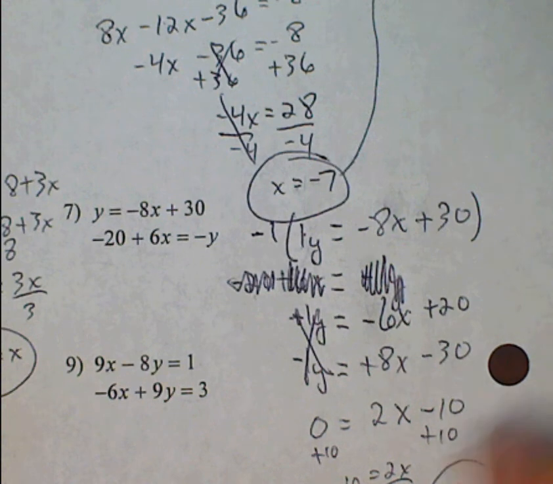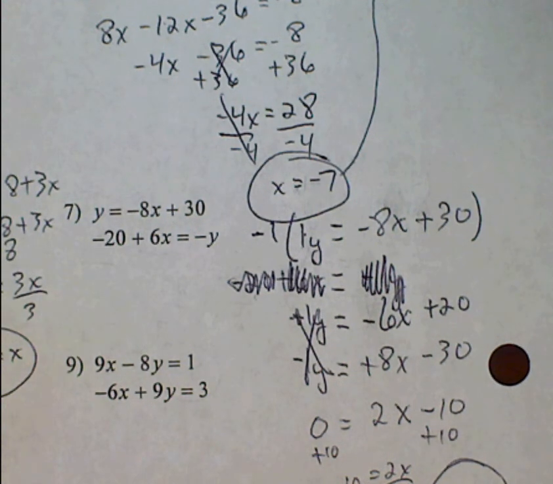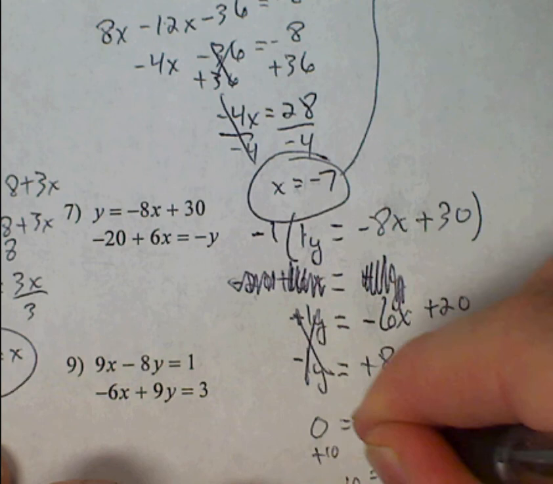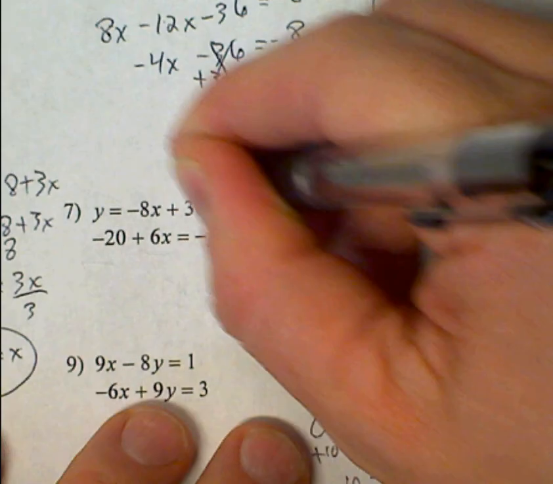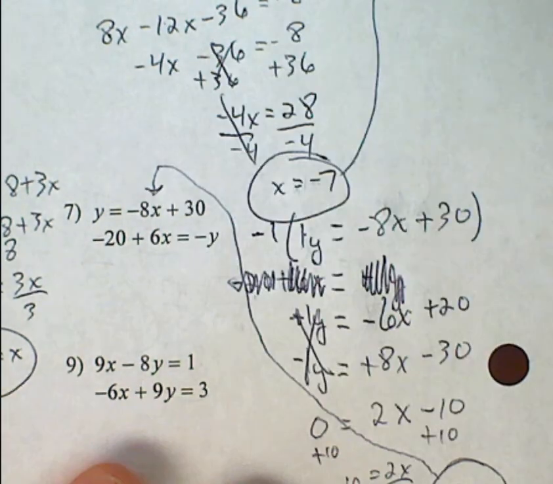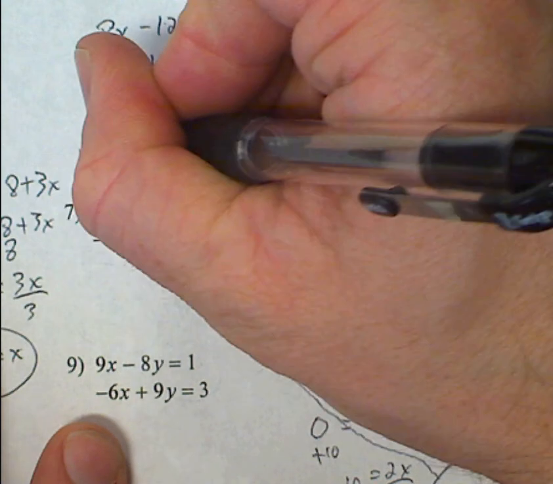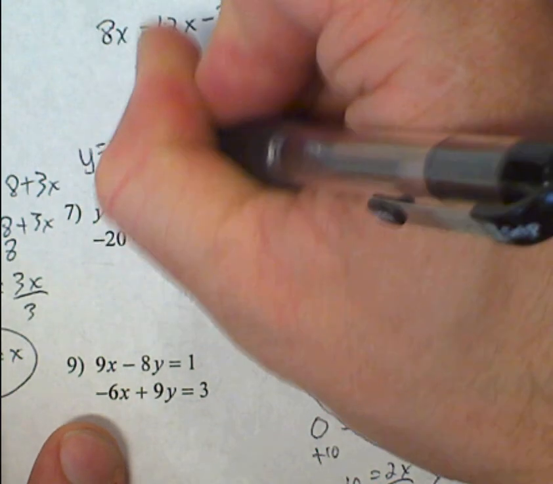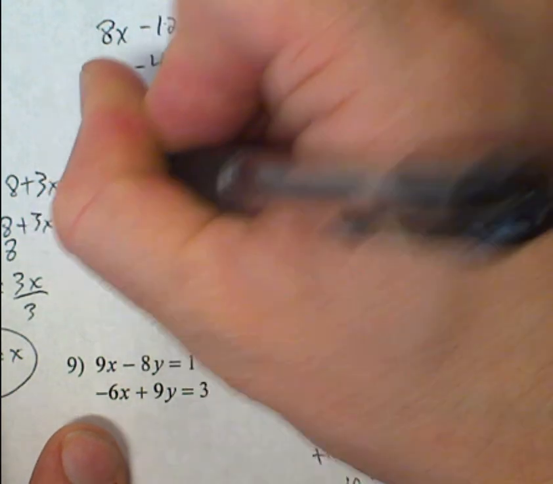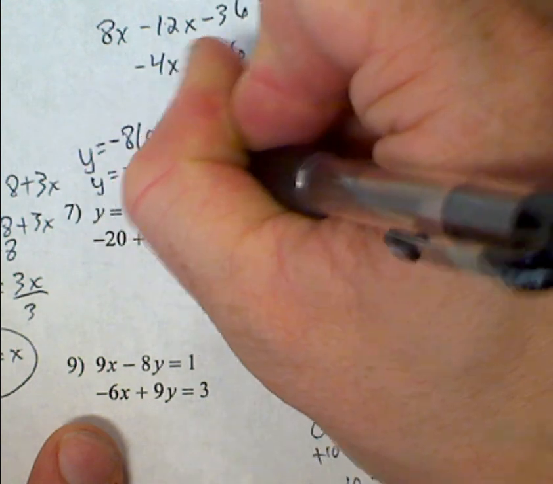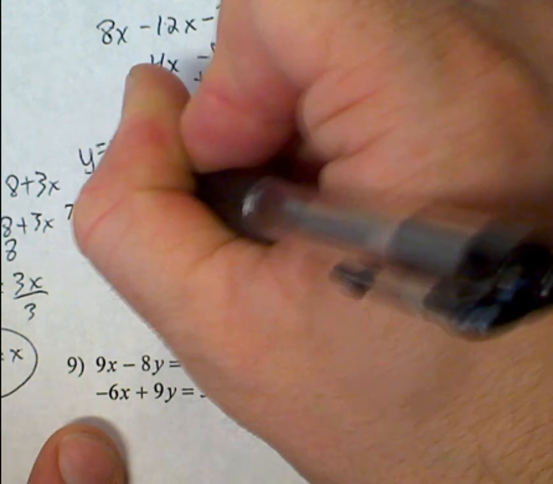5 equals x. I'm going to take what my x equals, and I'm going to plug it back into my original equation. Let's plug it into this one. y equals negative 8 times 5 plus 30. y equals negative 40 plus 30, so y equals negative 10.